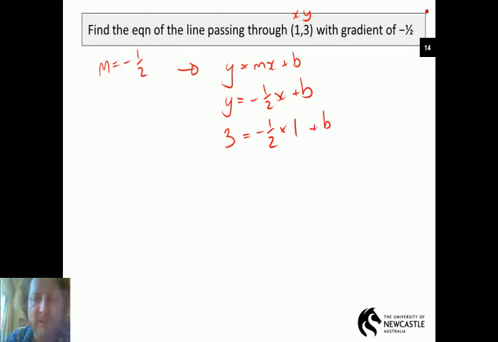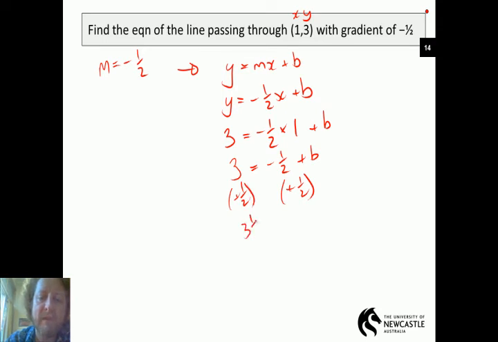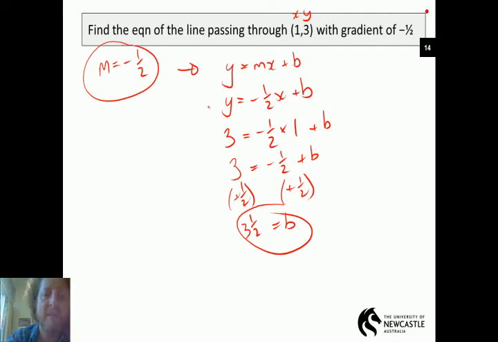And remember, there's always a times in between an m and an x. Any two letters in algebra hard up against each other, yes, it's the times between them. A number and a letter, yes, it's the times between them. What's minus a half times 1? Well, it's still minus a half. How do I get rid of a minus a half? Oh, plus a half. So 3 and a half equals b. I've got a b, I've got an m. My final equation will be y equals minus a half x plus, what was it, 3 and a half.